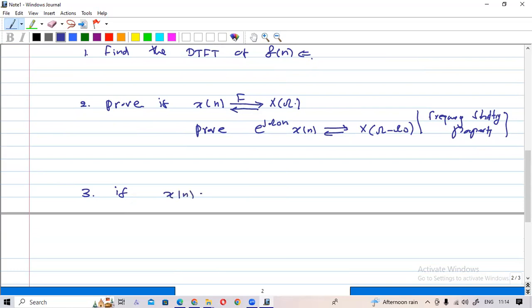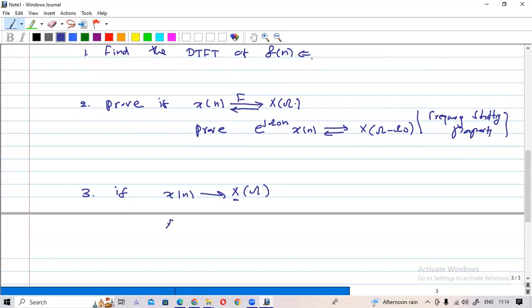If xn has the Fourier transform X omega, then the Fourier transform of this capital Xn will be 2 pi x of minus omega. Actually, this looks like the duality property. Maybe you have learned the duality property in signals and systems.